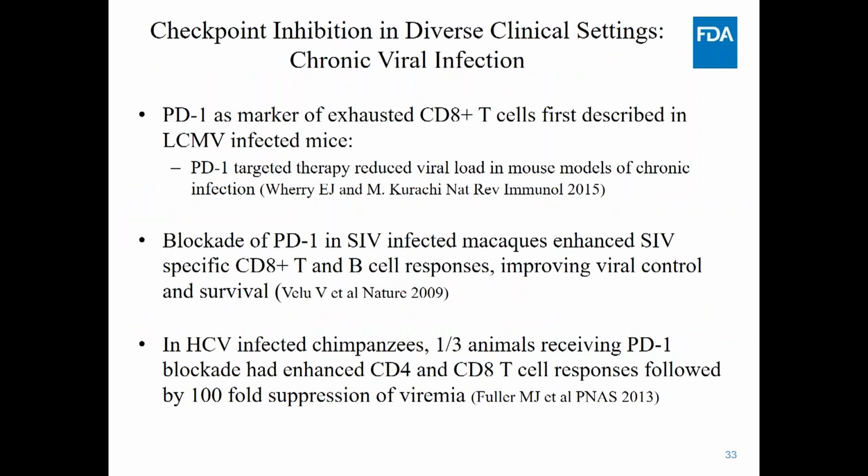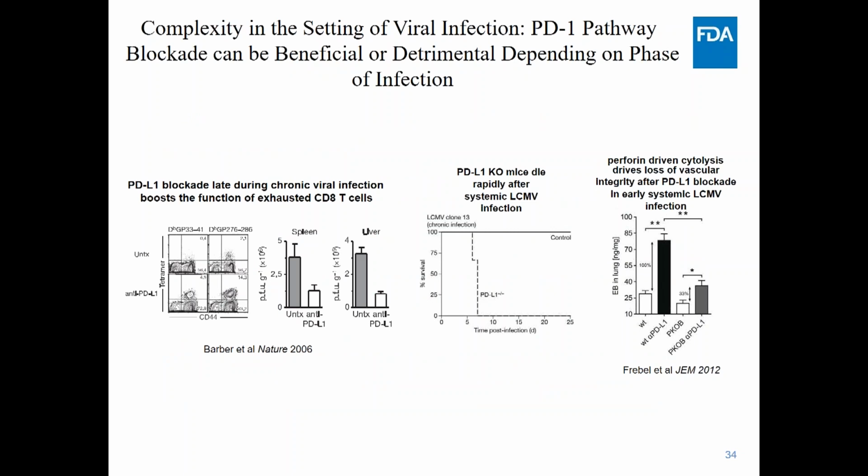PD-1 is a marker of exhausted CD8 T cells in mice that have LCMV infection. Blockade of PD-1 in SIV-infected macaques enhanced SIV-specific CD8 positive T cell and B cell responses, improving viral control and survival. And in HCV-infected chimps, one of 3 animals that received the PD-1 blockade had enhanced responses and a suppression of viremia. So an exciting possibility here. However, again, this is a cautionary tale. There's a lot of complexity in the setting of viral infection.